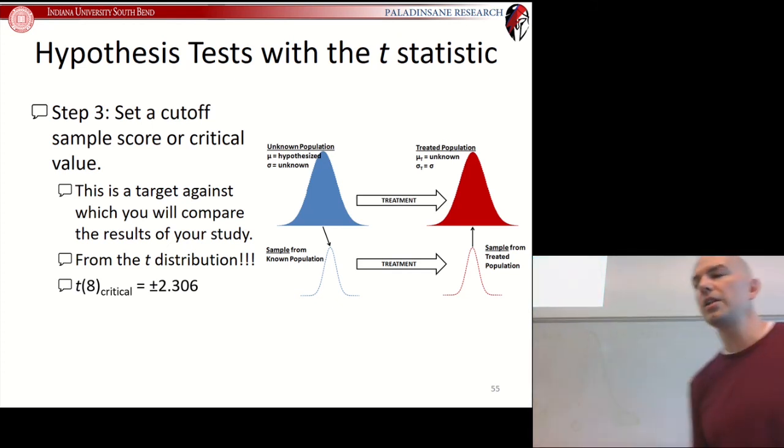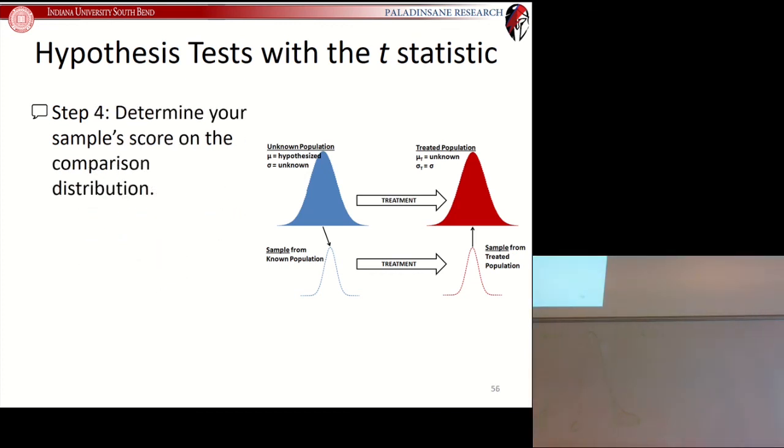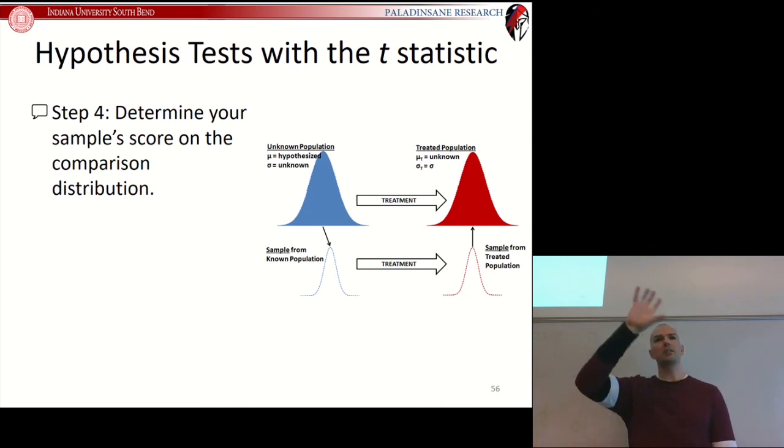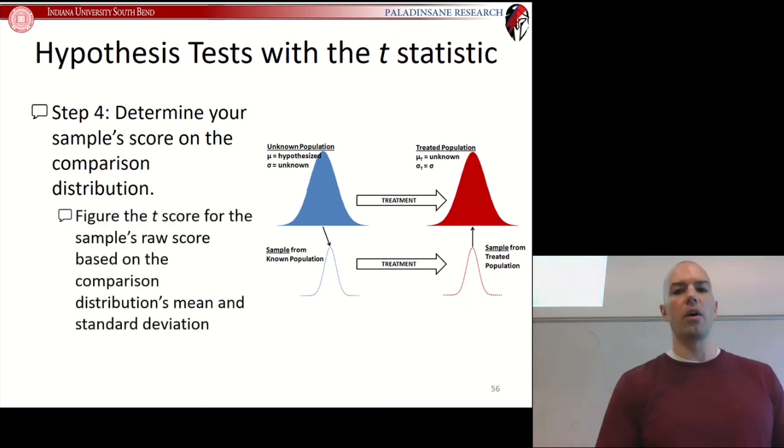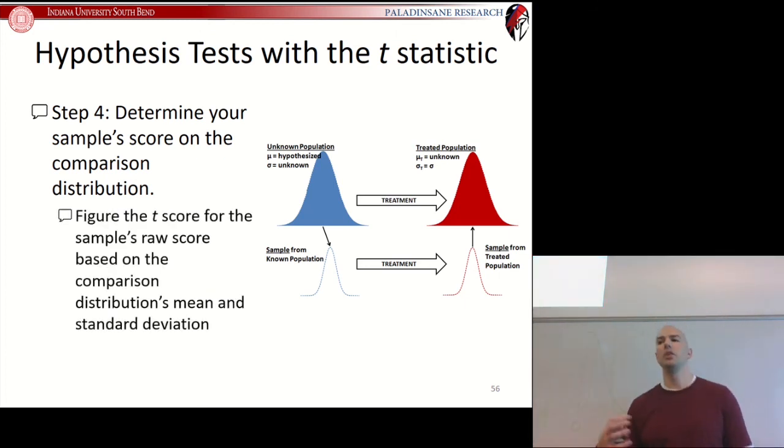Last thing we got to do, we got to determine our sample score on this comparison distribution. So where are our 9 monkeys on this comparison distribution? In order to do that, because this is a unit normal, you can think of it as a unit normal t-distribution, we have to take our sample mean and transform it into a t-score, and we do that using our formula for the t-score.